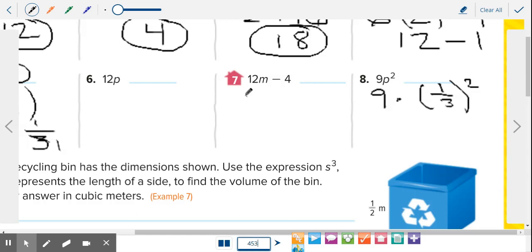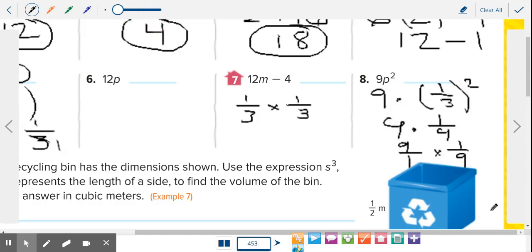Well, 1 times 1 is what? 1. And 3 times 3 is what? 9. So you have 9 times 1 over 9. Okay, we can't do that yet because we have to do what? Turn the whole number into a fraction. So that's going to be 9 over 1 times 1 over 9. So basically, what's 9 times 1? What's 1 times 9? So you have 9 over 9, which is 1.